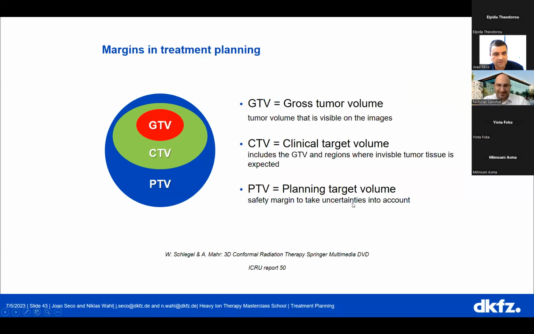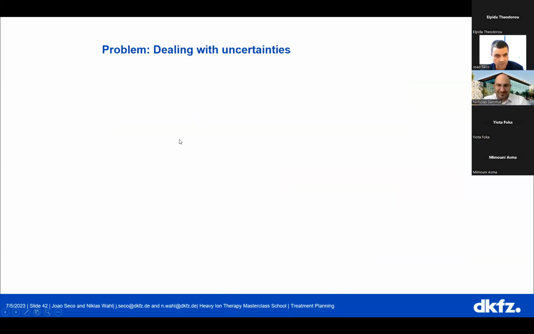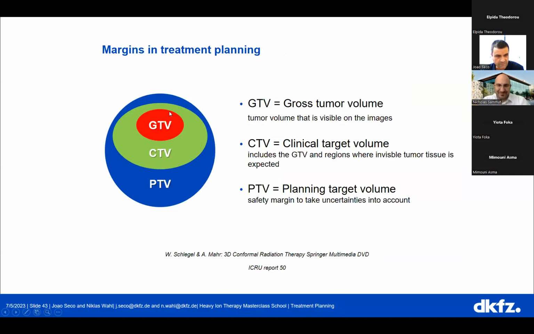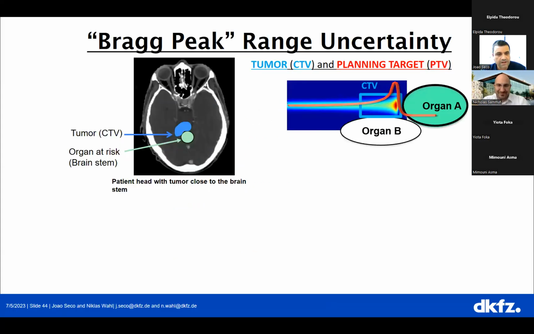So how do we deal with uncertainties? Well, we add in what we call margins. So this is the gross tumor volume. The doctor usually draws a CTV. And to the CTV, we add in the additional margins that represent the uncertainties. Okay. How do we do for range uncertainties?